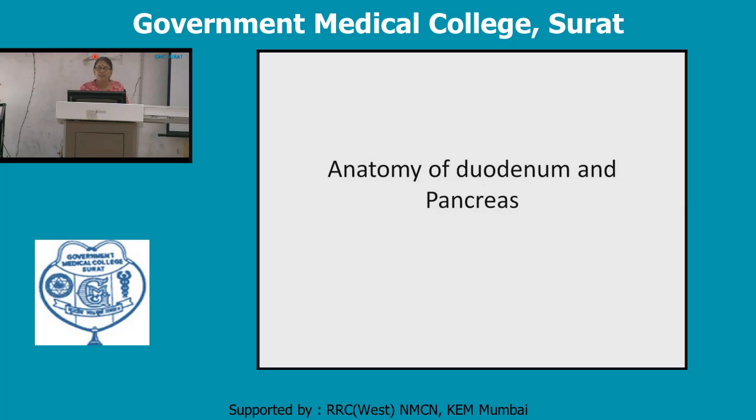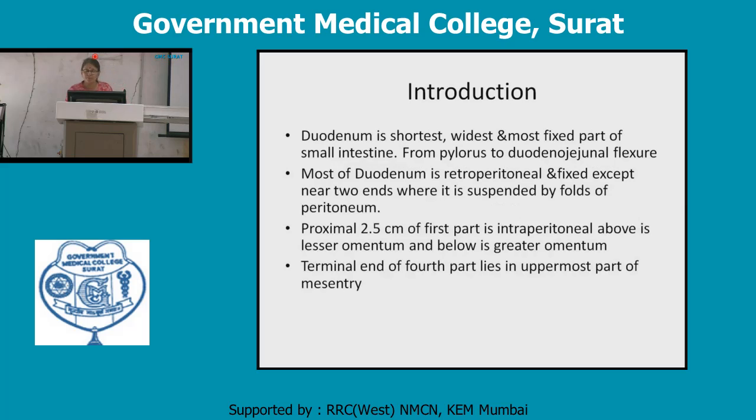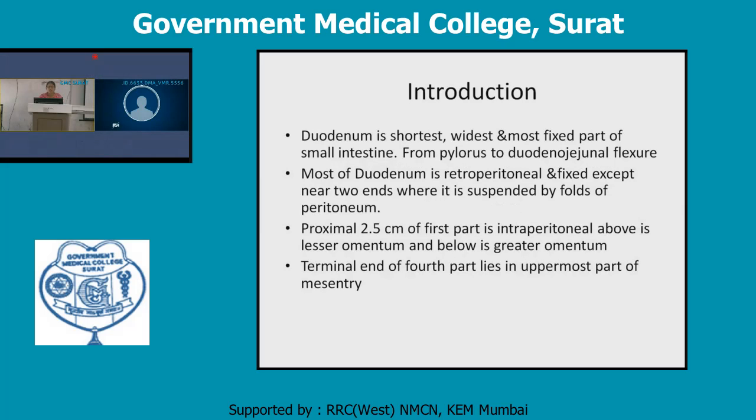Let us see first the duodenum. Duodenum is the shortest, widest and most fixed part of the small intestine. Distal to the duodenum, we have jejunum and ileum, which are part of the small intestine. So this is the most fixed part. You know the alternating parts of gut are fixed and mobile.